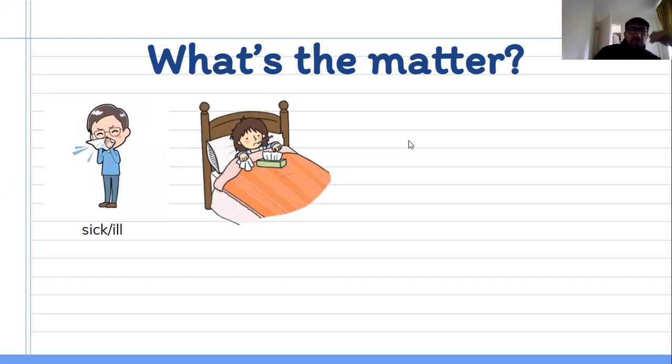This is a bit worse. It's not just simply sick. You go to bed and you're feeling bad, really bad, and you're drinking lots of water. What's the matter here? ¿Qué pasa aquí? What's the matter with the girl? Sick in the bed. Okay, she's feeling sick in the bed. We can see that she doesn't look good. She has paper tissues and a thermometer there. And the reason is that she got the flu.